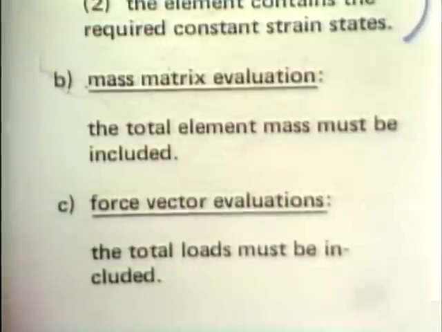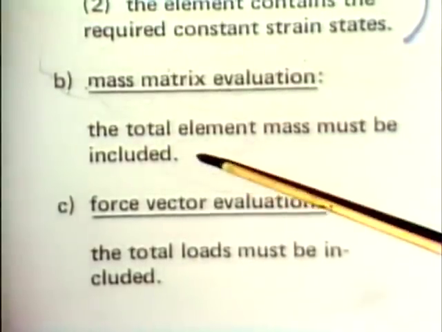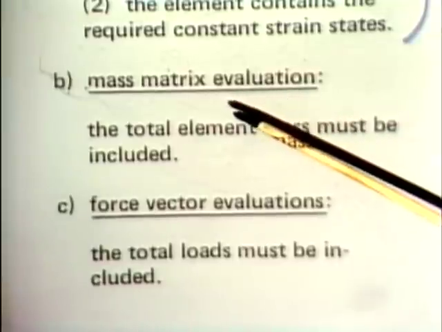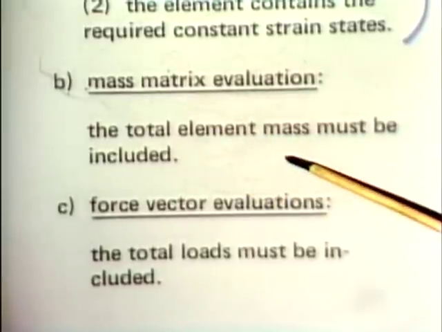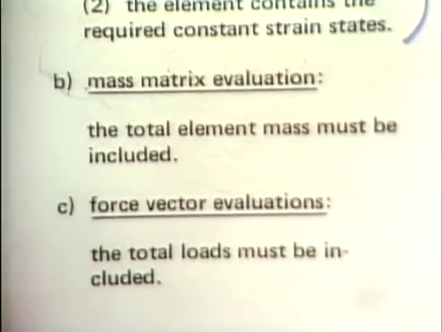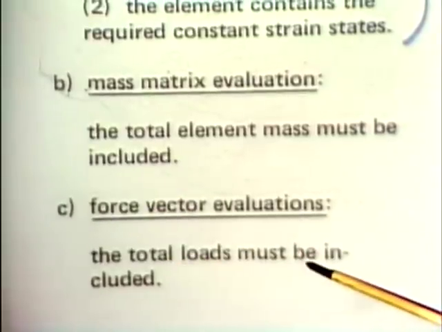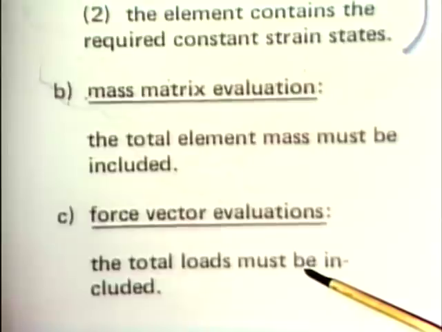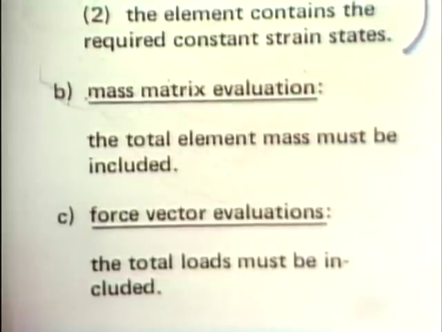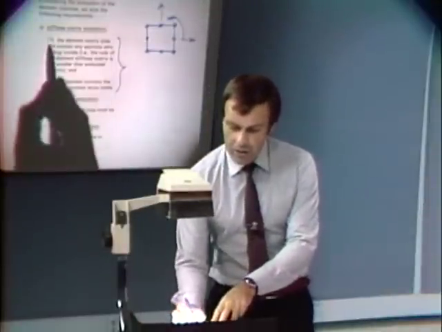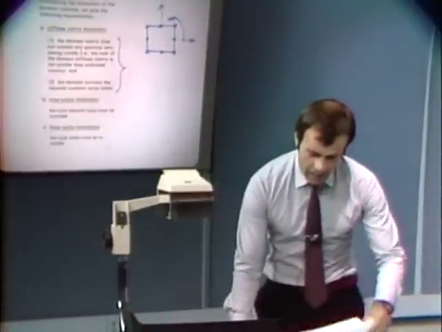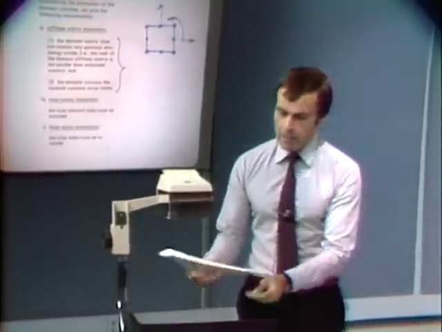For the mass matrix evaluation, we only need to satisfy that the total mass must be included. In other words, the numerical integration should pick up the actual mass of the element. If that were not the case, then considering the total analysis, we would have lost some mass. For the fourth, the load vector evaluation, the total loads must also be included, must be picked up, so to say, by the numerical integration. Let us look at this requirement here, and there I have a very simple example.